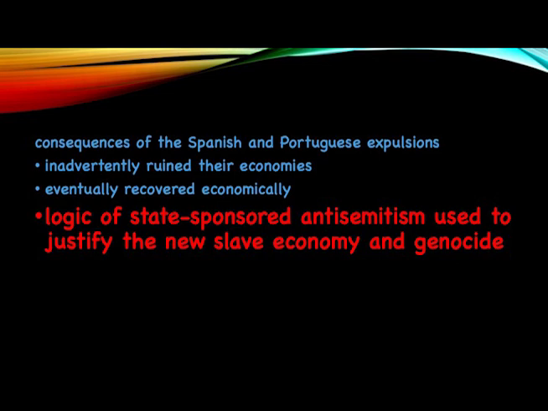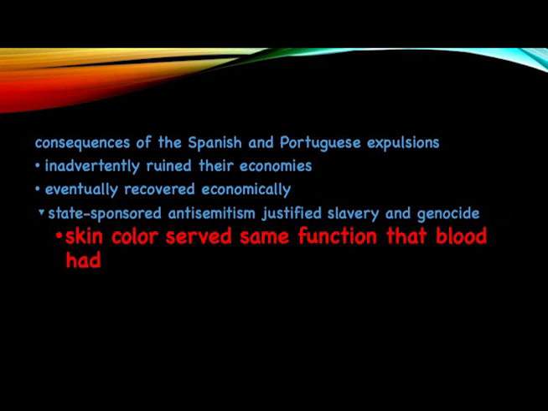The Spanish and Portuguese history of anti-Semitism had another effect. State-sponsored anti-Semitism in Spain and Portugal provided the logic the two countries needed to justify their enslavement of black Africans and their eradication of Native American civilizations. Skin color served the same function that Jewish blood had as a permanent marker of difference.